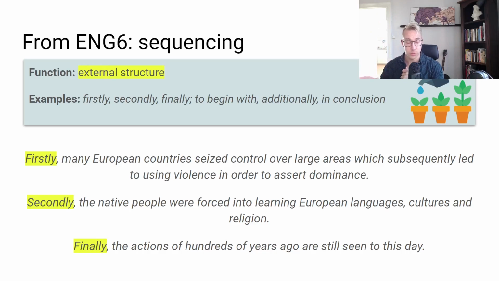In this case, we can see that I have highlighted 3 of these external sequencing linking words. These are firstly, secondly, and finally. And the idea here is that they will show you a logical turn of events, the sequence within this text. In this case, it says, firstly, many European countries seized control over large areas which subsequently led to using violence in order to assert dominance.